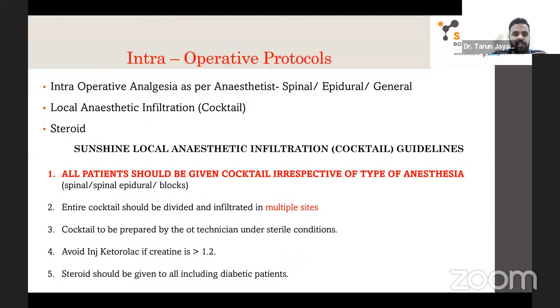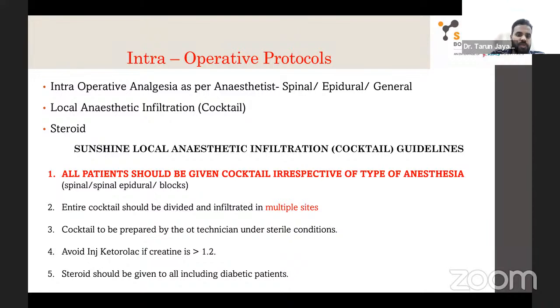The next intraoperative pain management pathway is in the form of local infiltration analgesia, or what we call the cocktail. And lastly, there are steroids also. So what is this cocktail that everyone keeps talking about? It is actually a mixture of medications that we inject directly into and around the wound, so that the patient receives maximum benefit of analgesia.